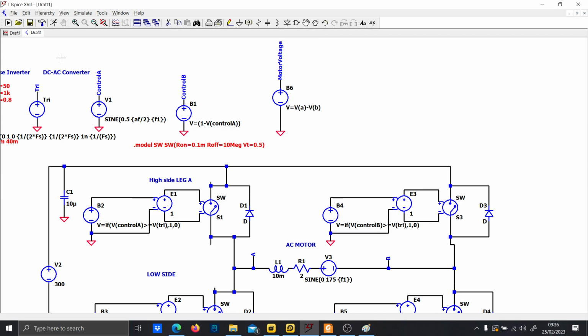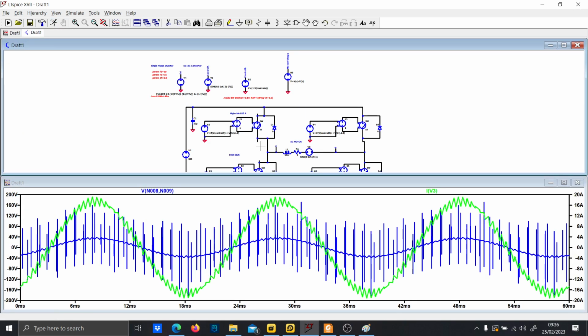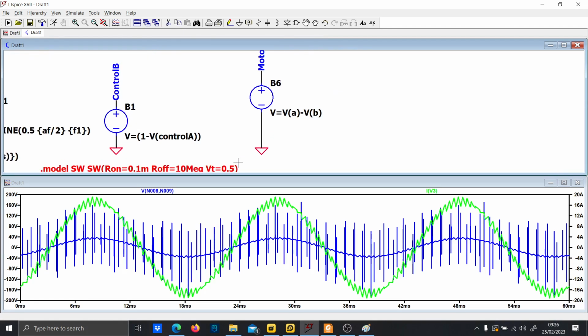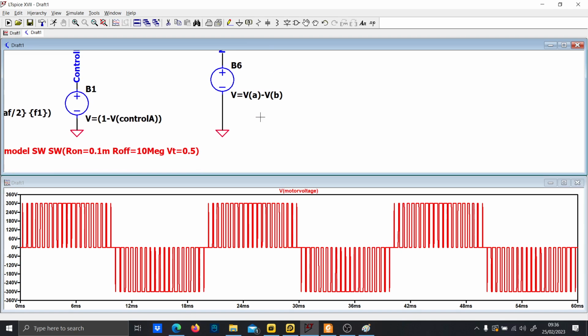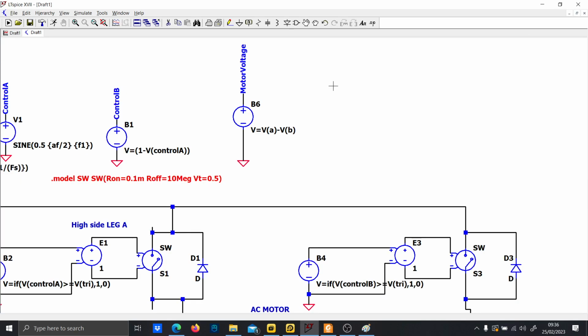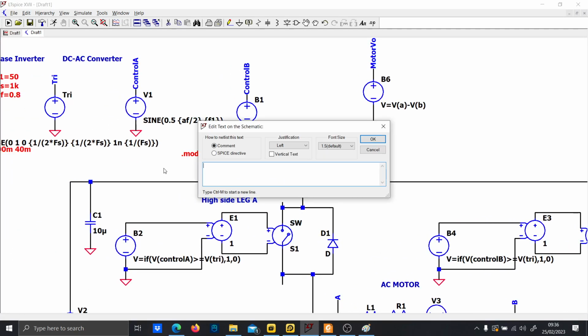Now you're wondering why I'm doing this. There is a reason for this, simply because now when you click it, you can immediately have the motor voltage, but not only for this, it's also because I want to study the harmonics. So now let's use the command .four F1 of V of motor voltage.